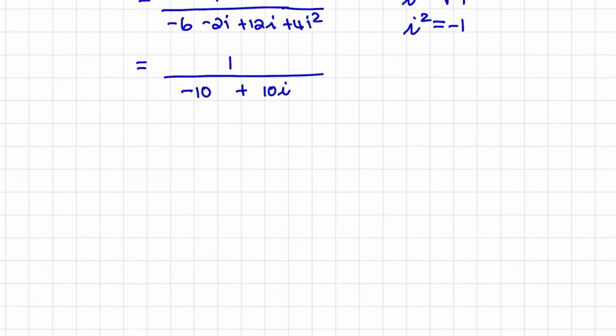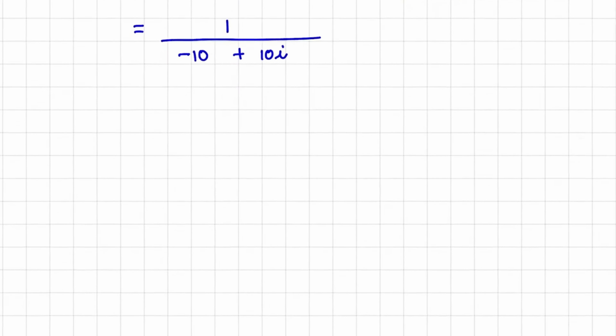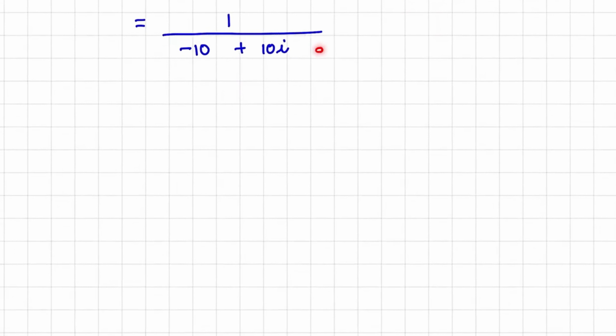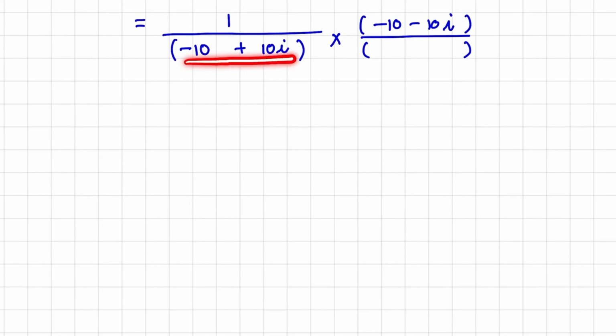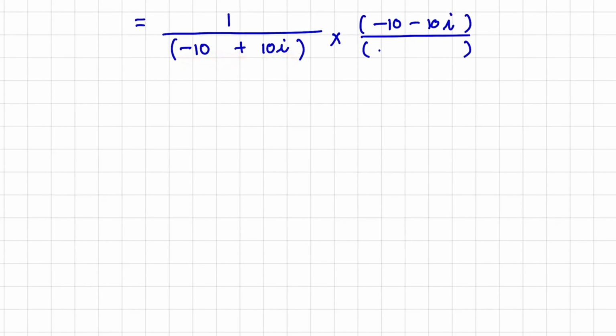And you would think that you are finished, but our practice with complex numbers is to leave our denominator as a real number. So what we need to do is to continue working with this fraction by multiplying both the numerator and denominator with the conjugate of the denominator. And the conjugate of negative 10 plus 10i is negative 10 minus 10i.